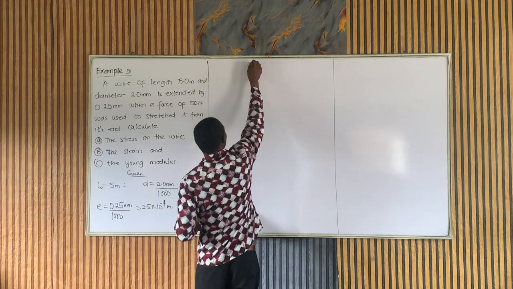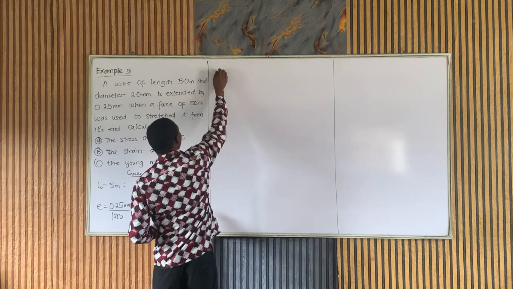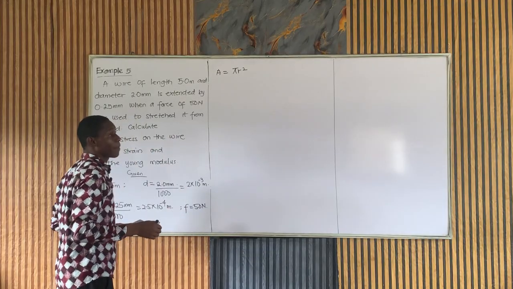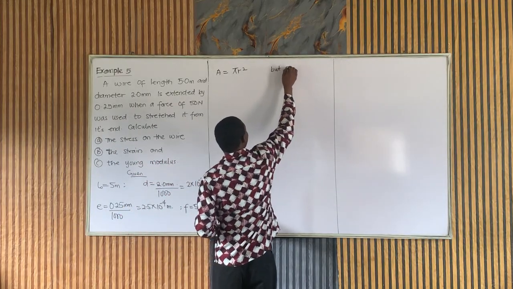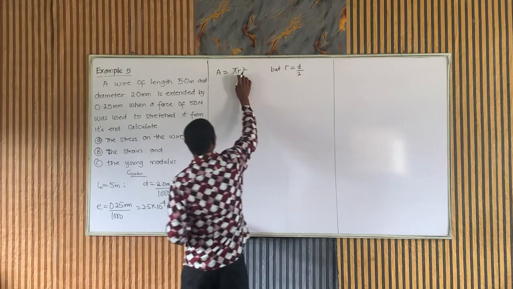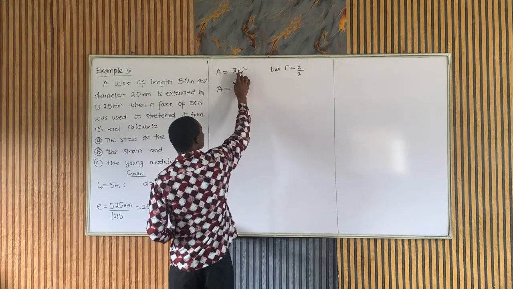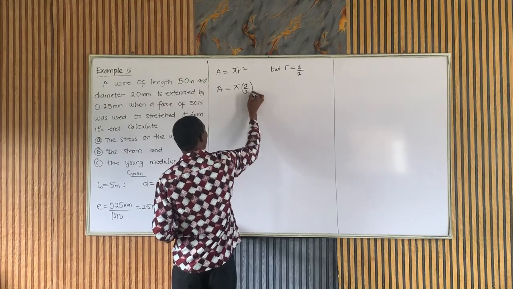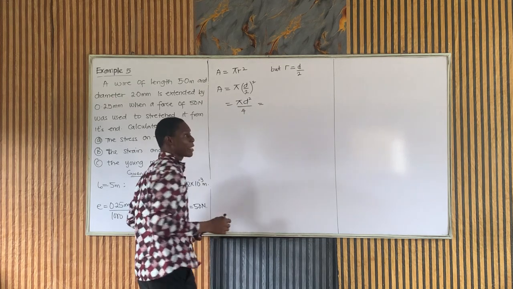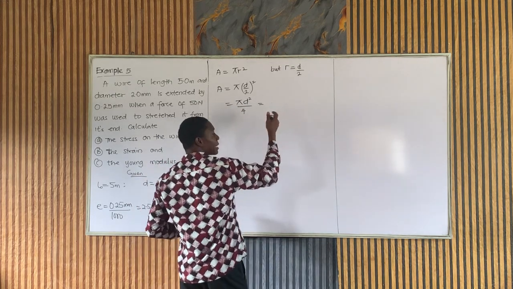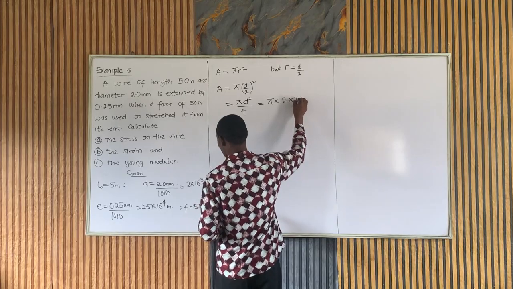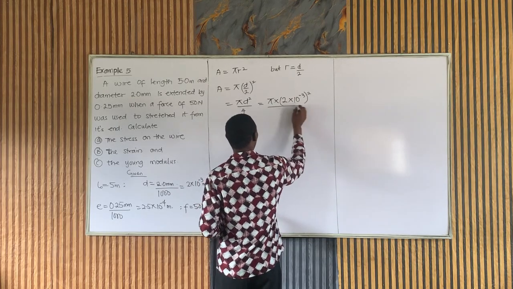To solve this, we need to get our area. Well, area is pi r squared, but most often we are given diameter. Radius is diameter over 2. If you put that here, your area becomes pi, in place of r you put diameter over 2, and then square this. This will give you pi d squared over 4. And this is what we'll be using to calculate our area if diameter is given, except when radius is given, then we use radius. Pi times our diameter, which is given as 2 times 10 raised to the power minus 3, squared, over 4.